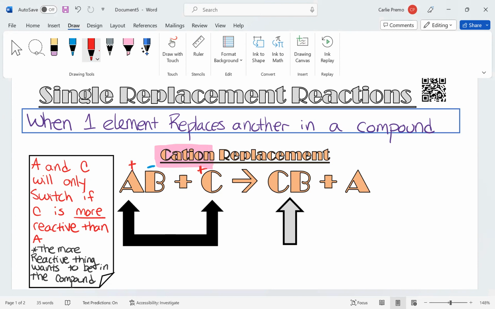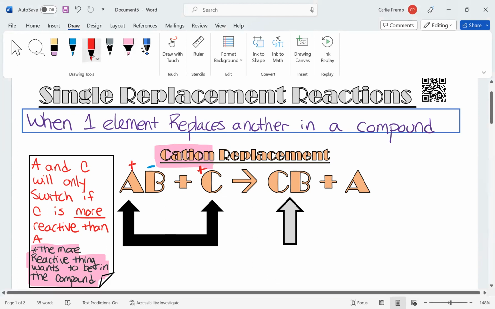The difference with this one compared to our other reaction types is that we will be referencing something called the reactivity series. This means that the reaction will only happen if C is more reactive than A, meaning it is more aggressive and a better partner to B than A. A general way of thinking about this is that the more reactive thing always wants to be in the compound. So if the more reactive thing starts in the compound, nothing will change. However, if the more reactive thing is alone, then it will replace the other thing in the compound, so it gets to be in the compound.